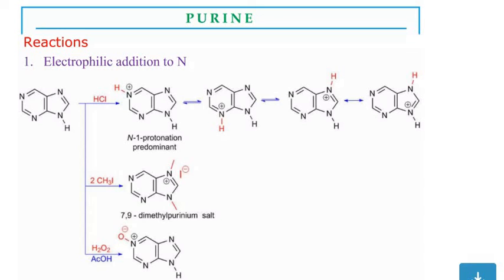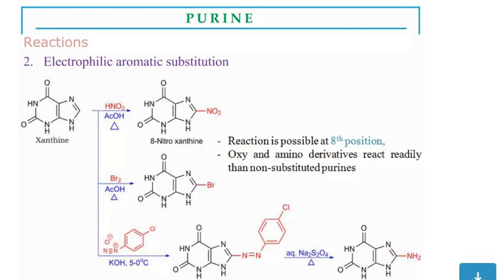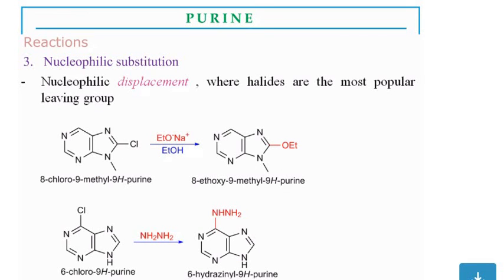the dimethyl purinium salt, and with hydrogen peroxide you will get the N-oxide. Electrophilic aromatic substitution reaction is possible at the 8th position. Oxy and amino derivatives react more readily than non-substituted purine. Now, nucleophilic substitution: you know nucleophilic displacement, where halides are the most popular leaving group. Look here: 8-chloro-9-methyl-9H-purine, 8-ethoxy-9-methyl-9H-purine. So 6-chloro-9H-purine gives 6-halogenyl-9H-purine.